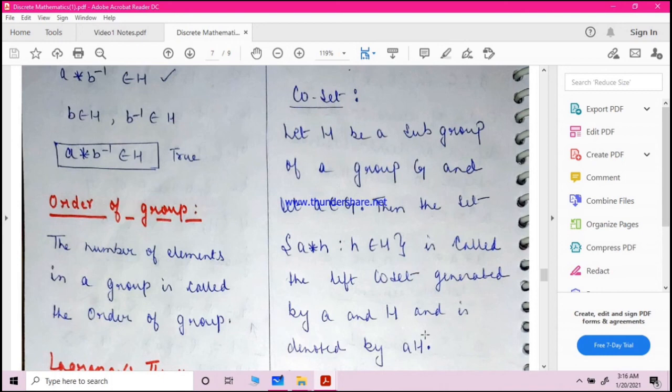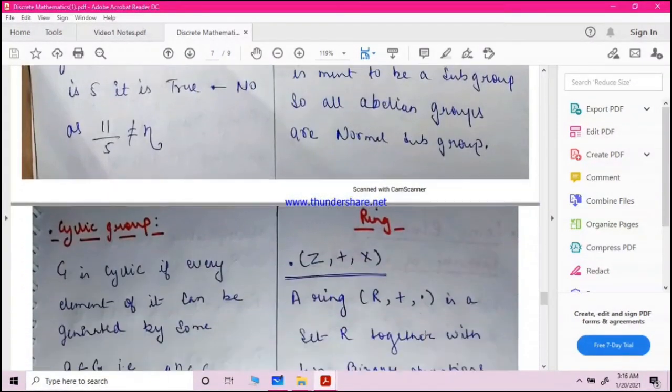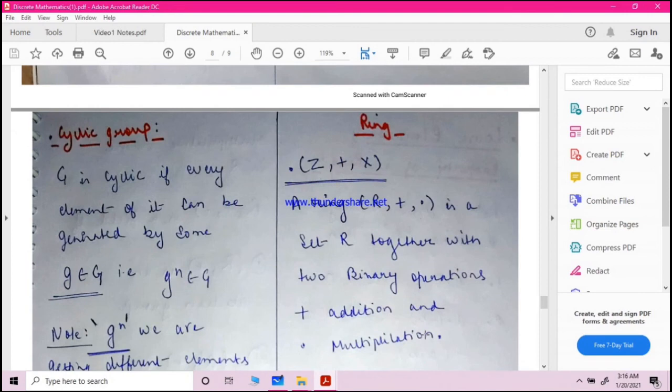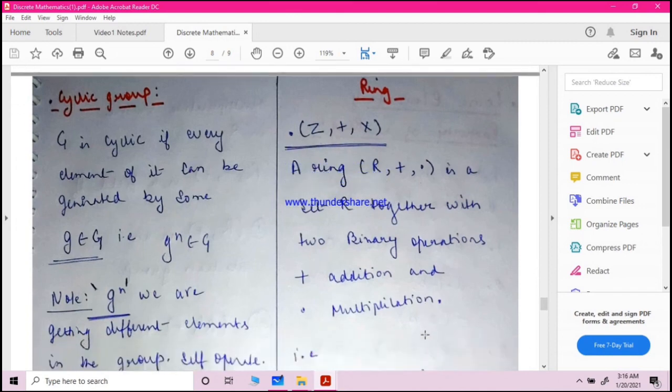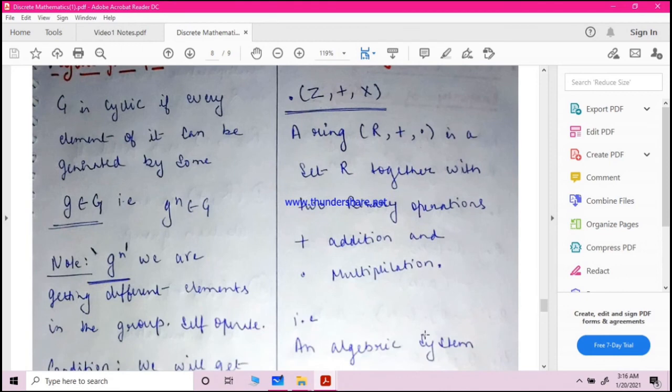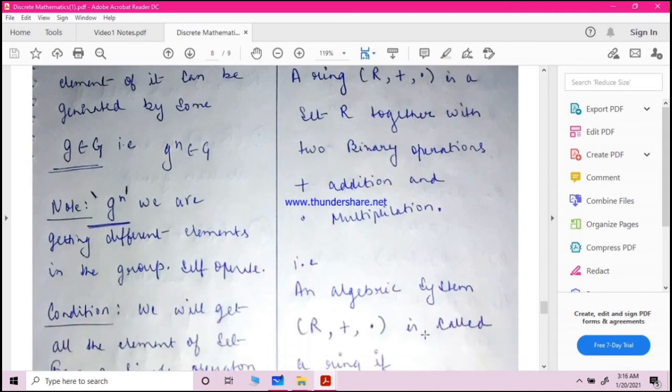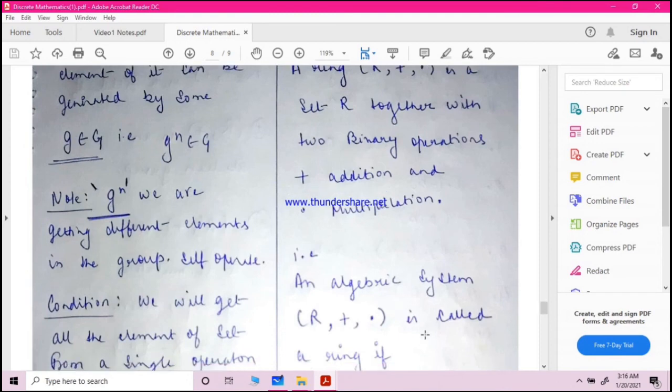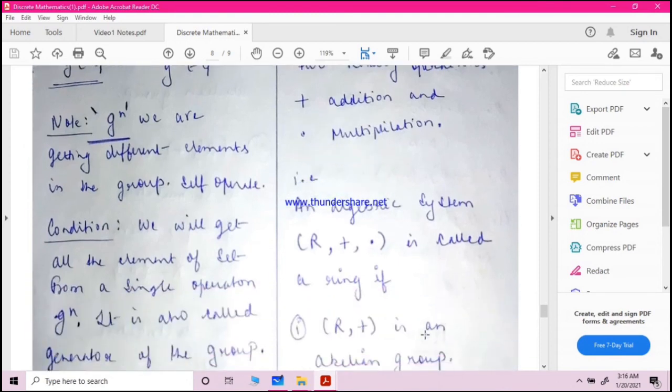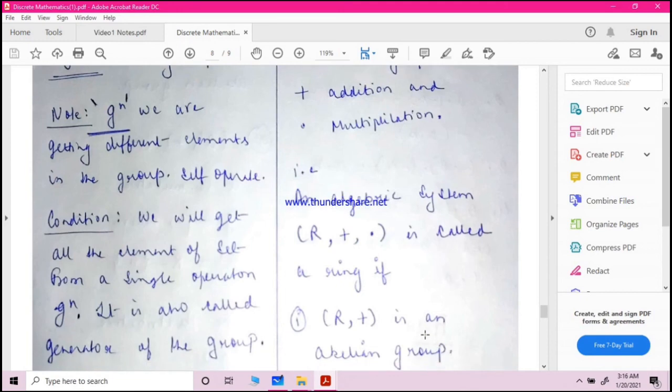Now we have a cyclic group and a ring. What is a cyclic group and then what is a ring? G is cyclic if every element of it can be generated by some other element. So it is called a cyclic group because if you are taking any one element, you can derive all the other elements, then you can say that this is a cyclic group. We are getting different elements in the group on performing g to the power n. For every n, we are getting a new number, and like this, we can derive all the elements in the set. We will get all the elements of the set from a single operation g to the power n. It is also called the generator of the group.